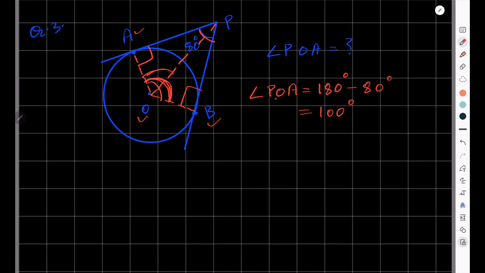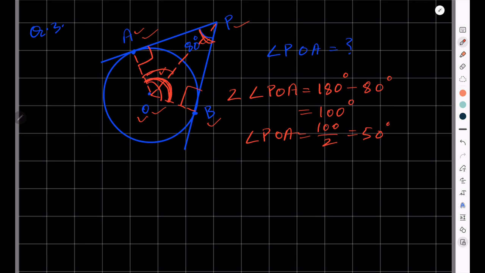So this POA, 2 times POA will be equal to 100 degrees. Do you know why? Because this is 80 degrees and angle AOB should be 100 degrees, so that both together will be 180 degrees. So half of that, which happened to be POA, which we need to find out, should be 100 divided by 2. That is 50 degrees.